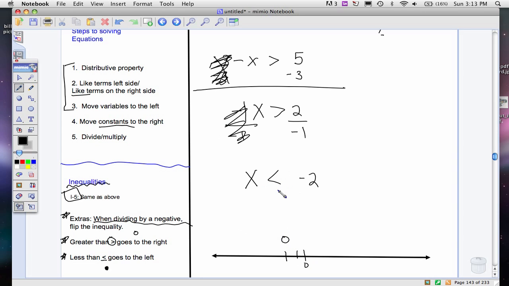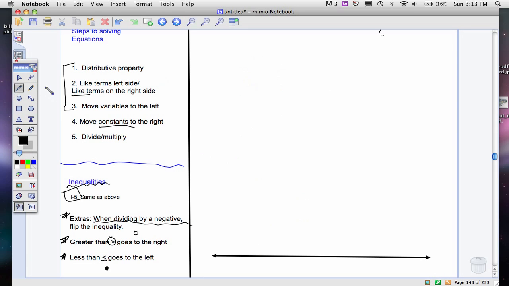So when I graph that, start at negative 2. Since it doesn't have an equals to sign underneath, it's an open circle. And less than goes to the left. Finally, the last type of problem on that first page deals with some fractions. Now, I'm going to put together a problem for you.